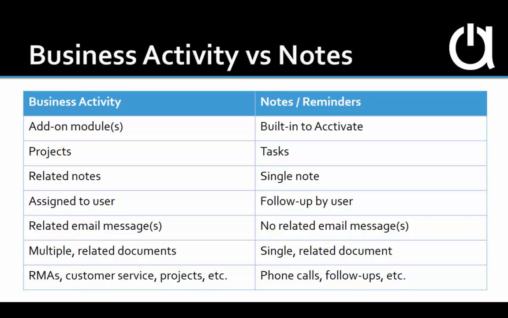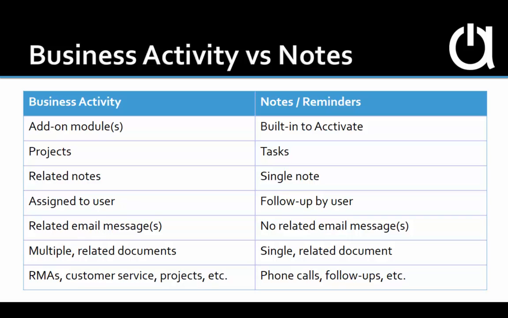Since the notes are just a single note, business activities would be a way that you could have multiple notes or multiple reminders to reach out to those customers or check up on the status internally for whatever project you're running. Also, business activities have an assigned user that you can change or reassign as needed throughout the project. And a note is just going to have a single follow-up by a user who, once they've followed up, is going to complete the task. If they need to create a new reminder, they just create a new one altogether.